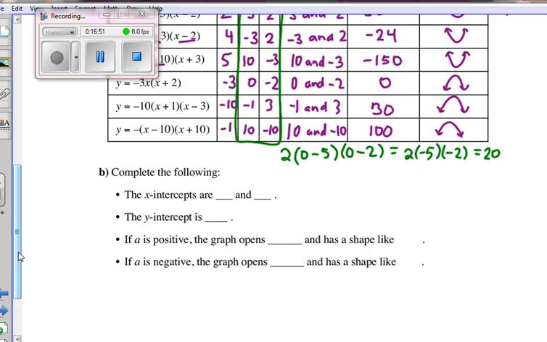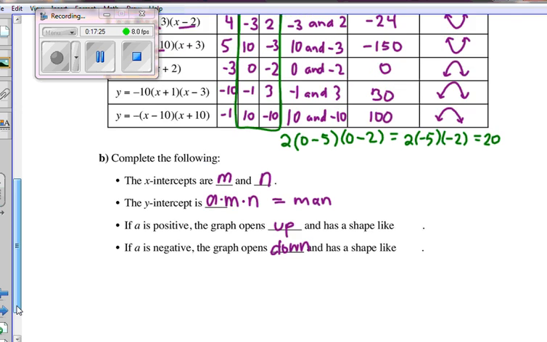The x-intercepts are M and N. The y-intercept was A times M times N. If A was positive, the graph opens up. AMN, yeah, you can. And if A is negative, the graph opens down. Oh yeah, you could totally write M-A-N. Oh, M times A times N. Okay, let's move on.